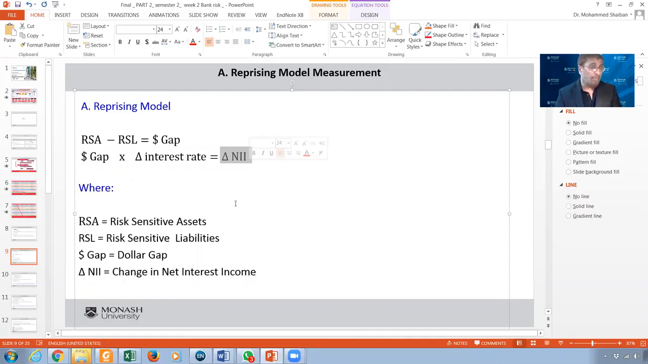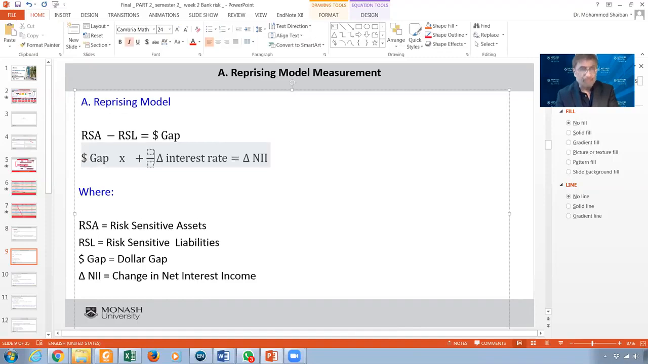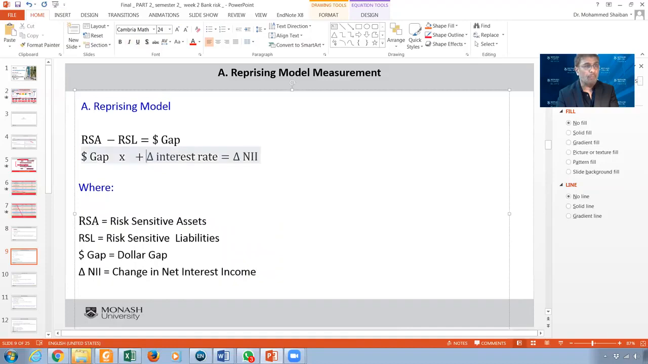So if you calculate this right, you don't have to worry about this. Just take the gap: if the interest rate increases, make it plus; if the interest rate decreases, make it minus. So a drop in the interest rate of 1%, you will make -1. An increase in the interest rate of 1%, you will make +1. It's either plus or minus, as I told you, and then the gap is here.